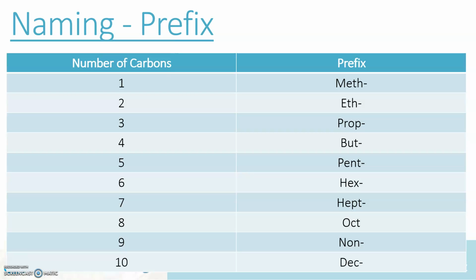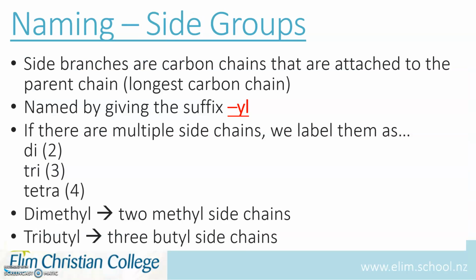Here are the prefixes. You should know these all by heart. The first 10: meth, eth, prop, and so on, especially the first 8, but also good to know numbers 9 and 10. Okay, naming side groups.